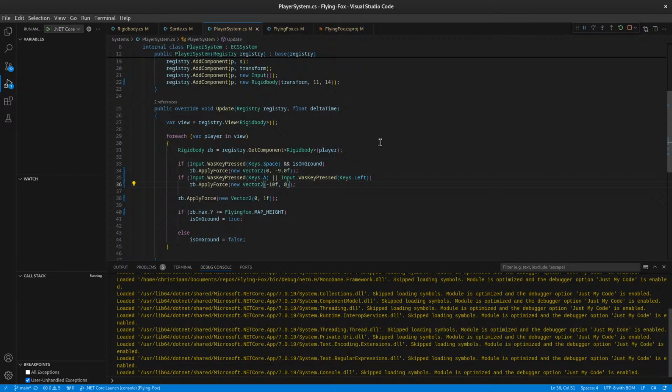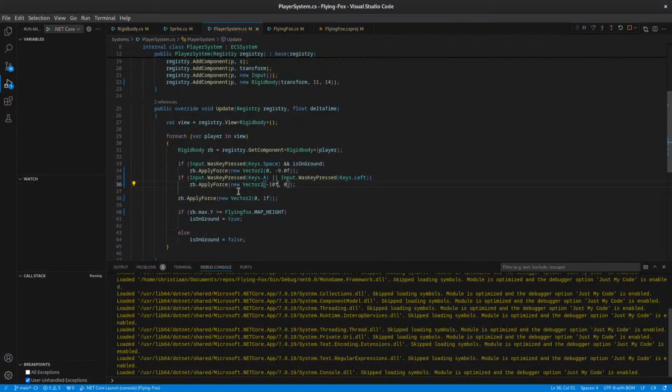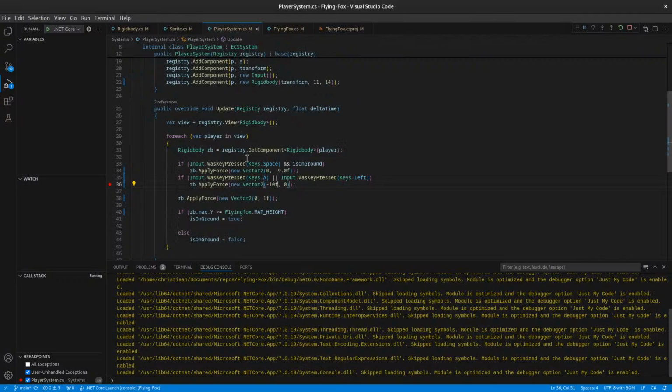Waiting for this thing to go. Okay, something is not working. Why is this not working? Key pressed. Yes, that's correct. Is this even firing an event? Let's see. Why is it not detecting our input? Was key pressed. Is it left?